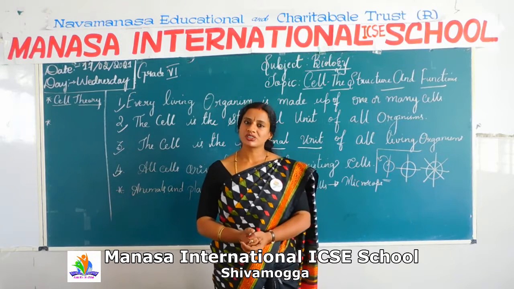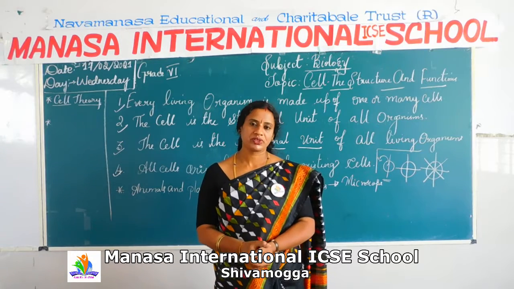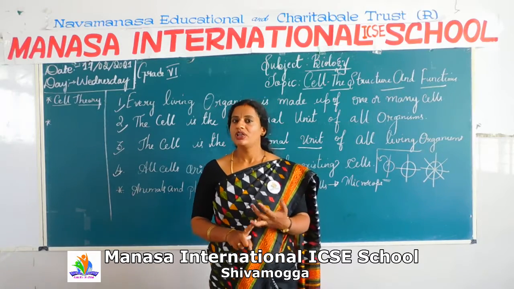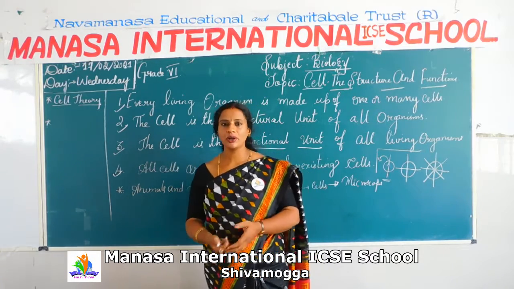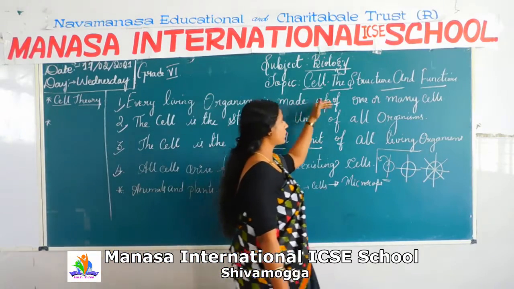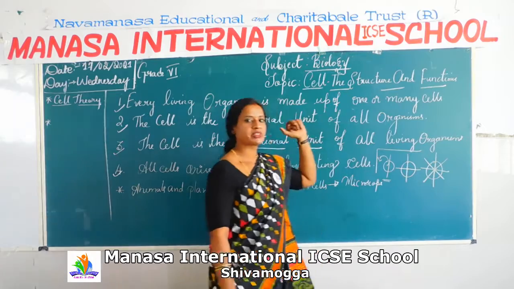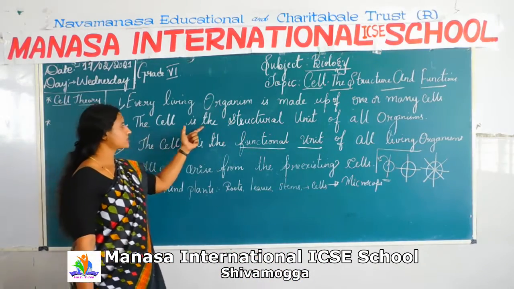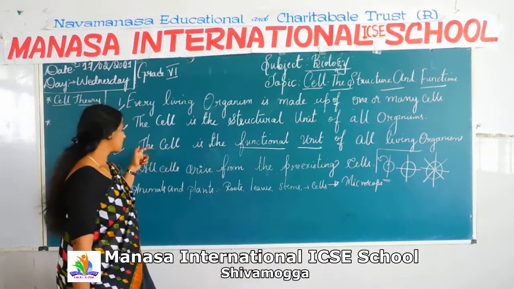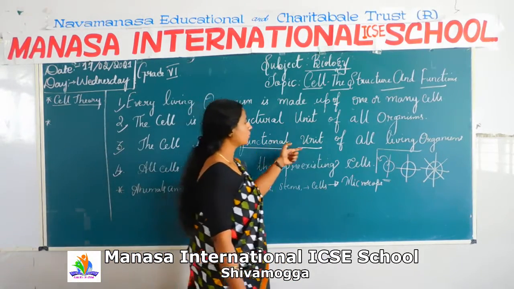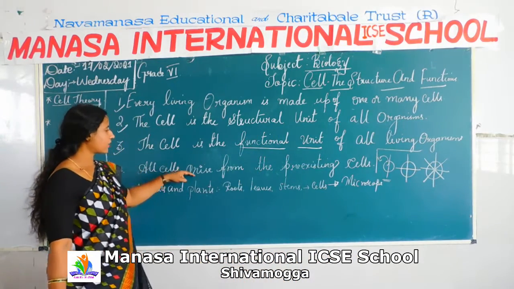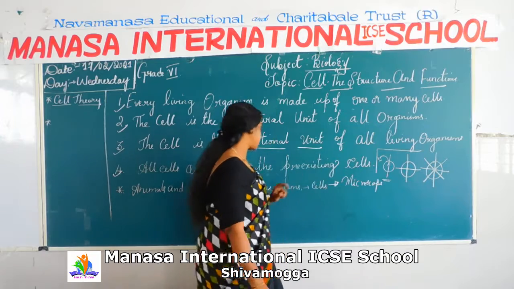So today we have discussed the cell theory. Who proposed the cell theory? Schleiden, Schwann and Virchow. Let us see a quick recapitulation here. First, every living organism is made up of one or many cells. Second, the cell is the structural unit of all organisms. Next, the cell is the functional unit of all living organisms. Finally, all cells arise from pre-existing cells.